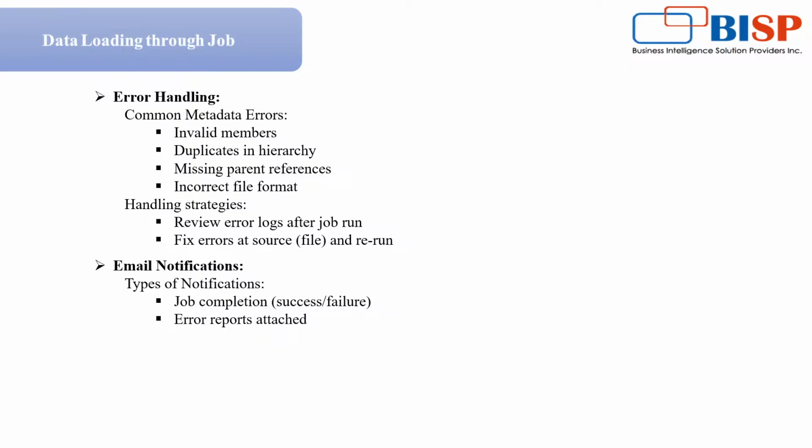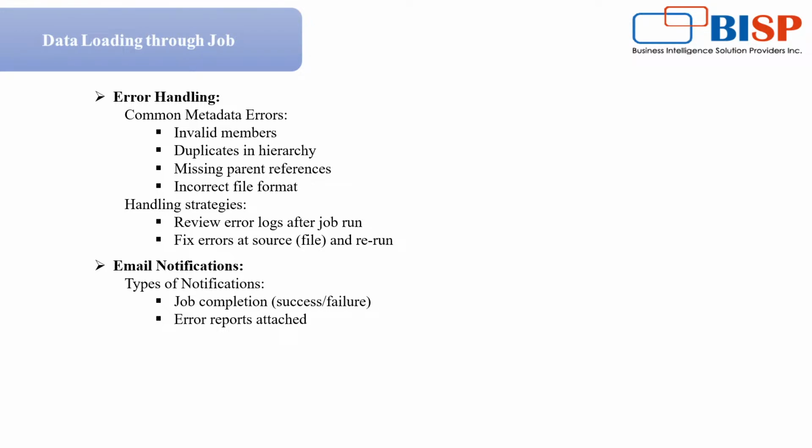Now if we come to the next one, that is fix errors at data source and rerun. Here you always correct the error in the CSV file itself, not directly in the application, and re-upload the fixed file and rerun the job.